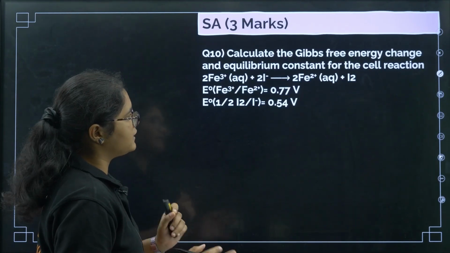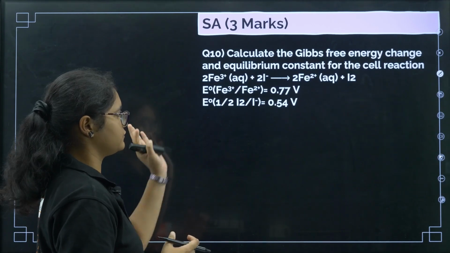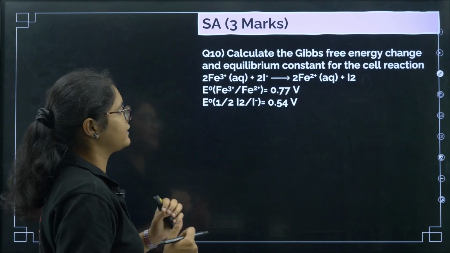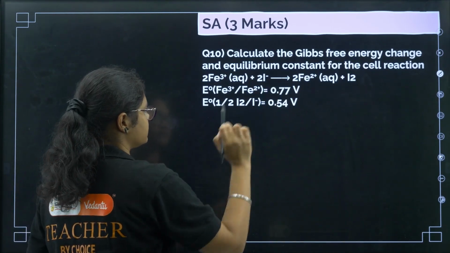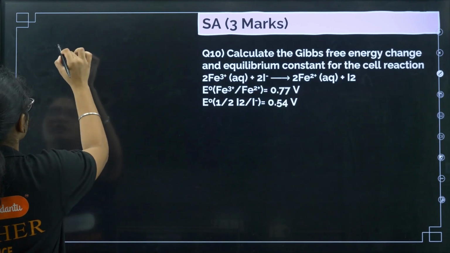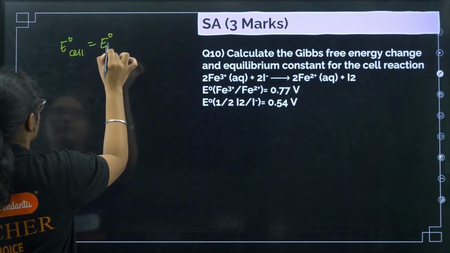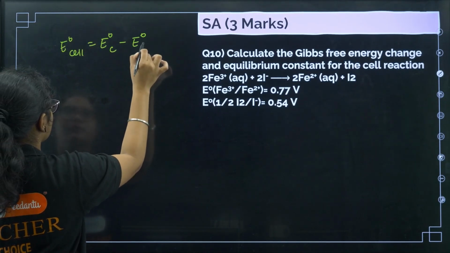Calculate the Gibbs free energy change and equilibrium constant for the cell reaction. We will be given the cell reaction and you need to find the Gibbs free energy. First we need to calculate E naught of the cell, which is equal to E naught of cathode minus E naught of anode.